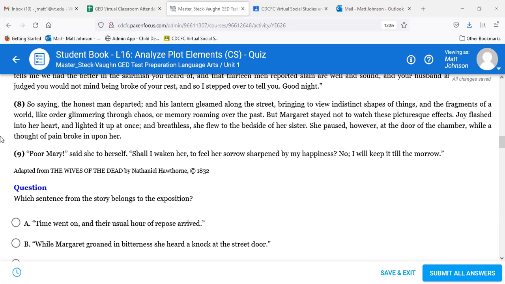Poor Mary, said she to herself. Shall I waken her to feel her sorrow sharpened by my happiness? No, I will keep it till the morrow.